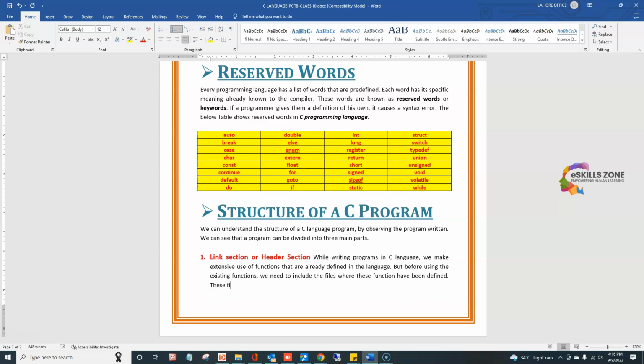These files are called header files. We include these header files in our program by writing the include statements at the top of the program.